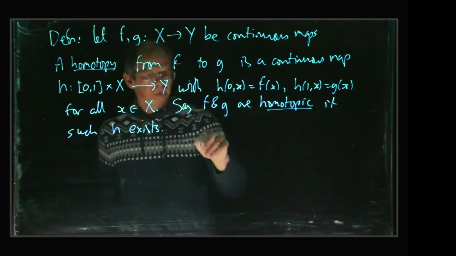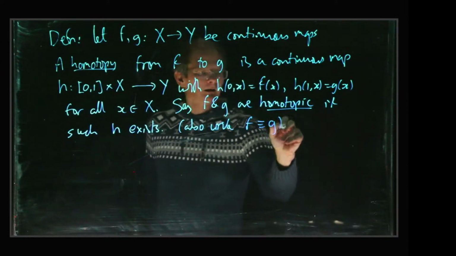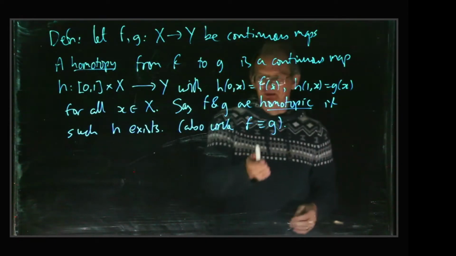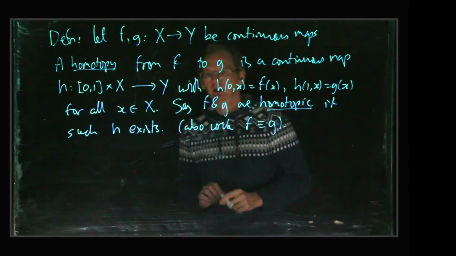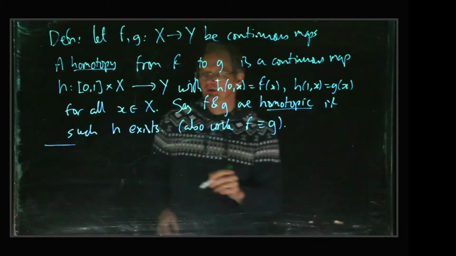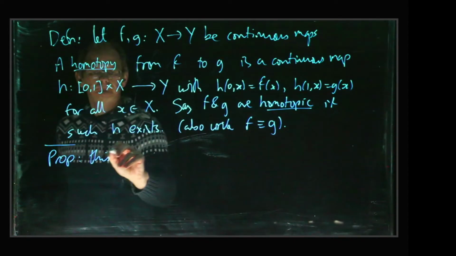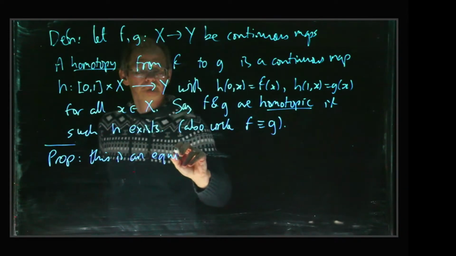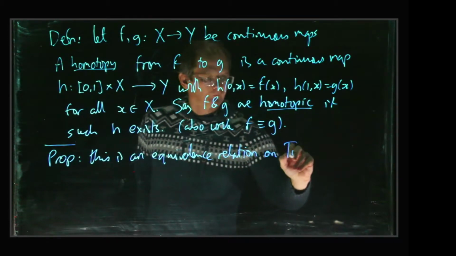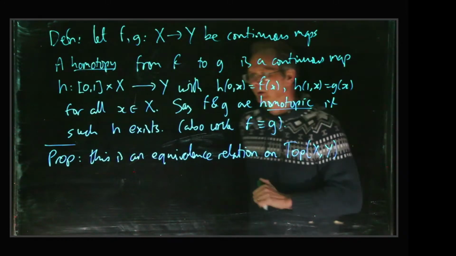And we might write, so at least temporarily we'll use this symbol with a kind of three-barred equals to say f and g are homotopic. So the first issue we need to check is that this is actually an equivalence relation. So it's an equivalence relation on the set Top(X, Y) of all possible continuous maps from X to Y.